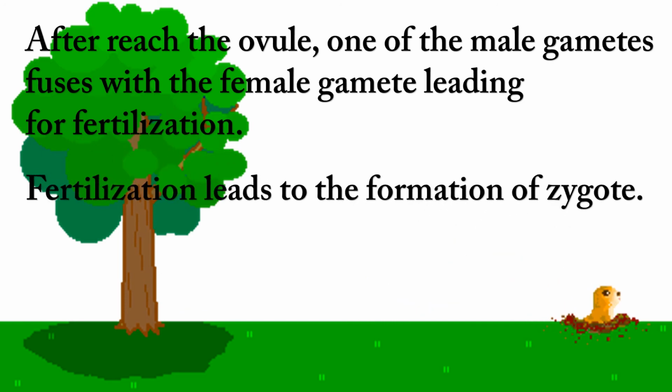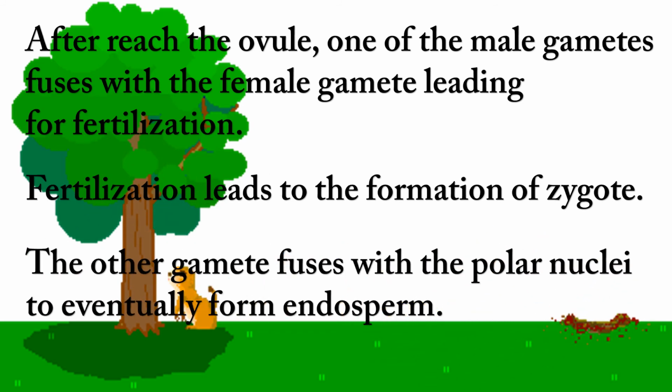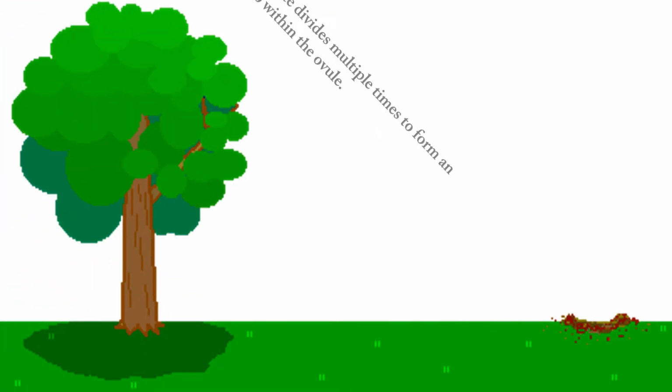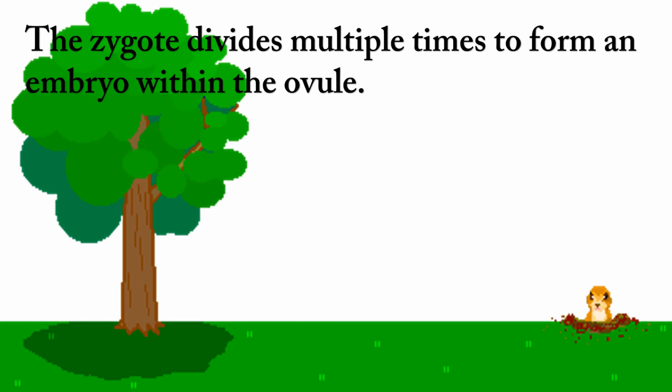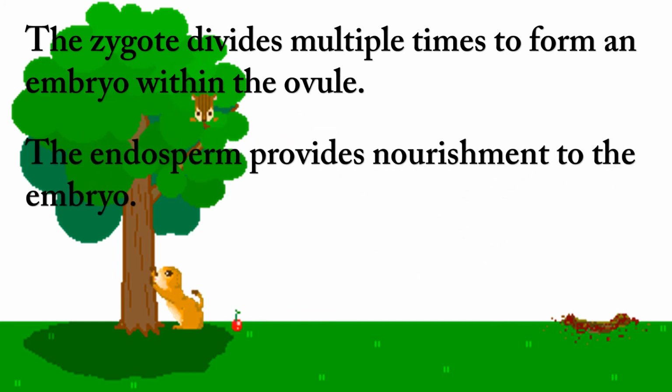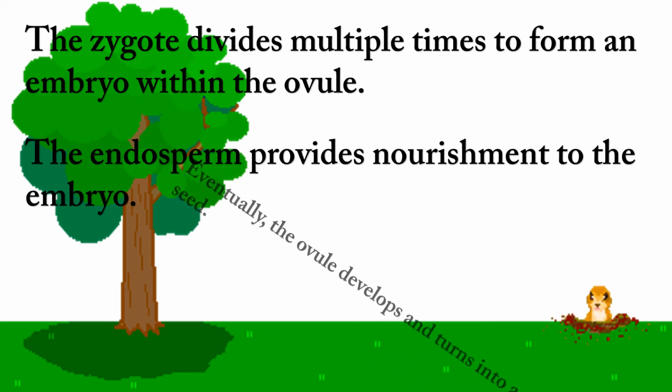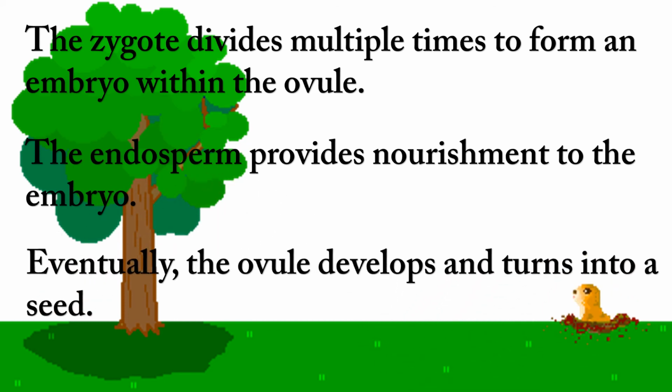Fertilization leads to the formation of the zygote. And the other gamete fuses with the polar nuclei to eventually form endosperm. The zygote divides multiple times to form an embryo within the ovule. The endosperm provides nourishment to the embryo. And eventually, the ovule develops and turns into a seed.